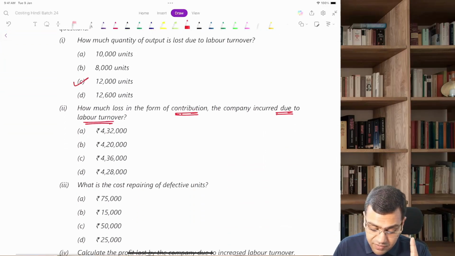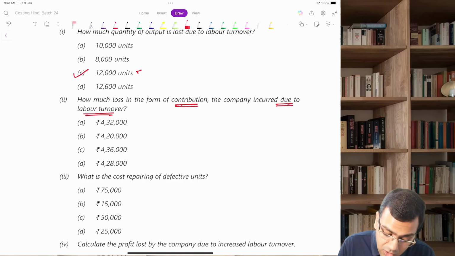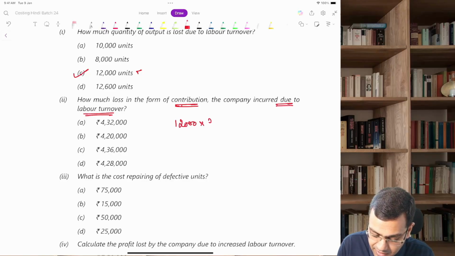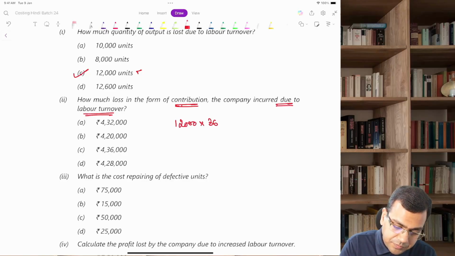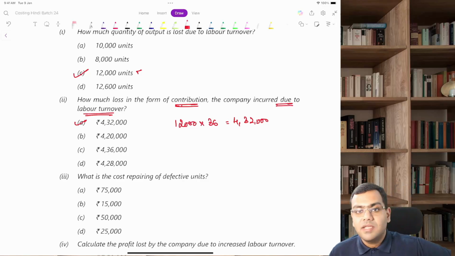Now, what is the number of units lost? The number of units lost is 12,000. So what is the total loss of contribution here? That is on 12,000 units multiplied by 36. That comes to 4,32,000, option A. This is the loss that is there.